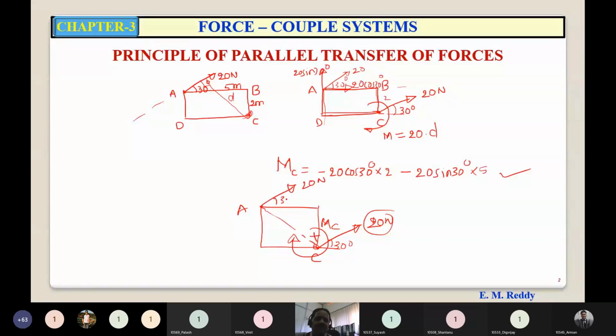Am I right? So when you are transferring this force 20 Newton from A to C, then it is accompanied by a moment. Now when you combine that force and moment, then it will go back to its original position. Means you can say this 20 Newton is the resultant of 20 Newton which is acting at C and this couple. Are you getting my point?